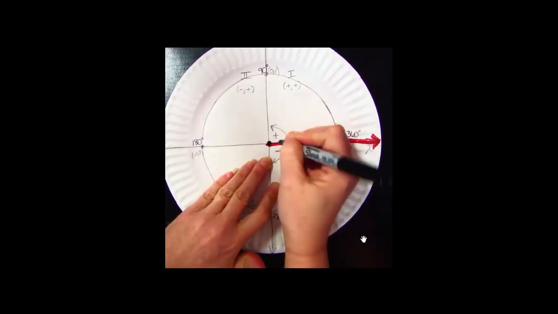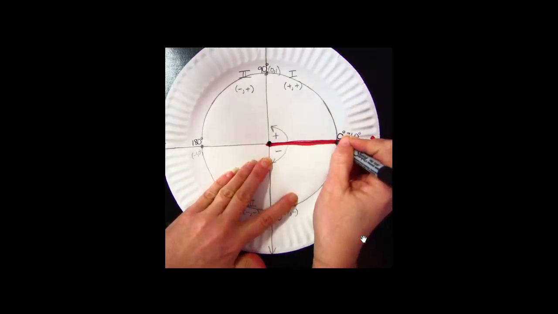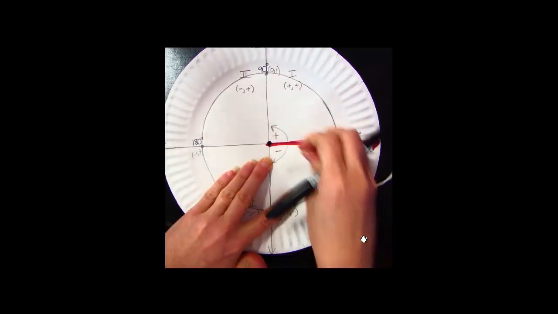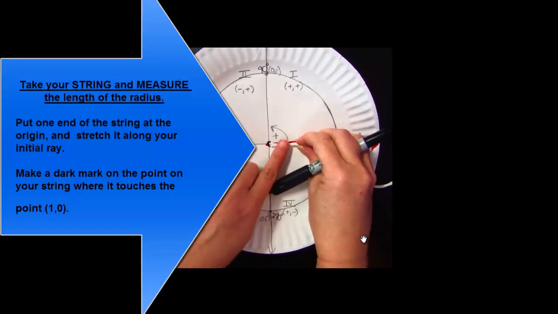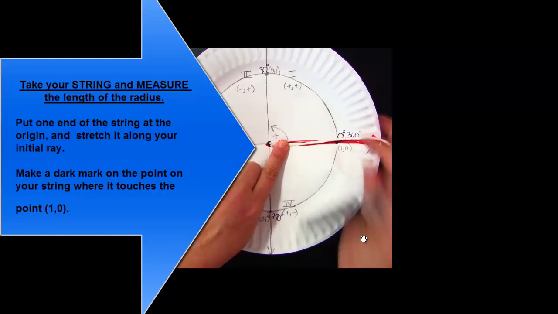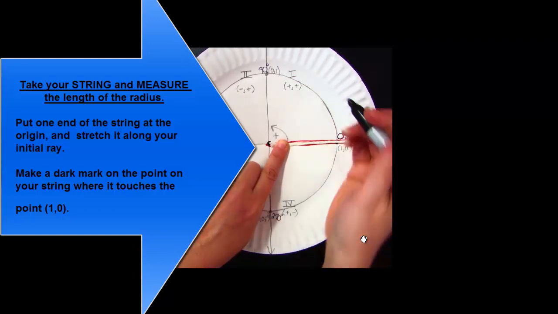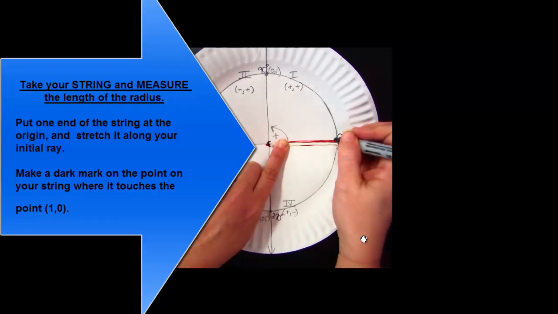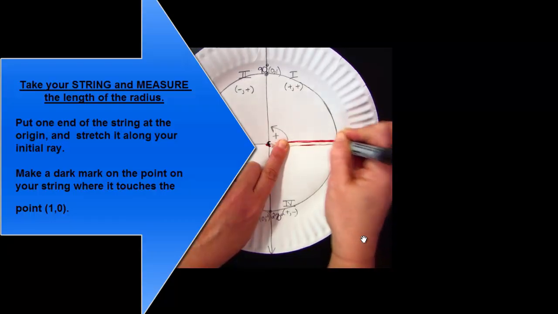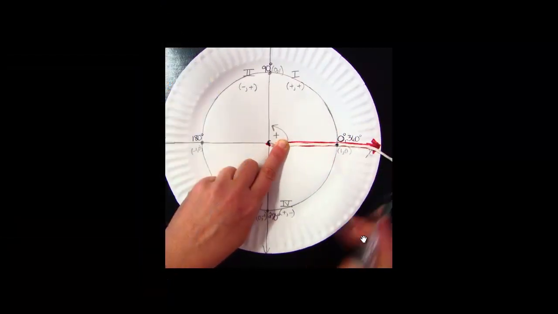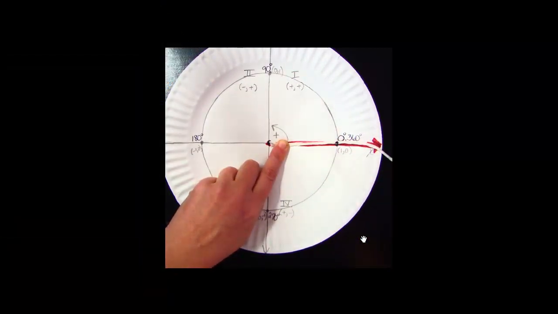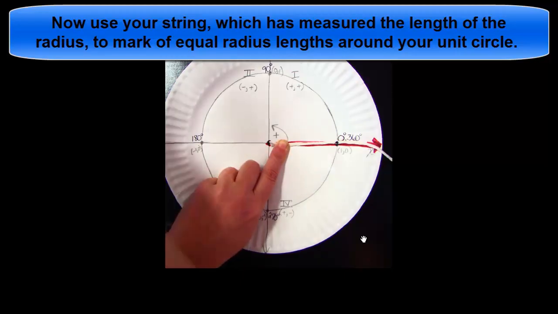A reminder that a radius is the length from the center of a circle out to the edge of a circle. So put the end of your string on the center, the origin, straighten it out along your initial ray, and make a nice dark mark at the point (1, 0). I used a black Sharpie. It doesn't have to be a Sharpie, but just make sure it's something that you'll be able to see as we continue today. So what I've just done is measured my radius. I measured on my string that length of the radius.